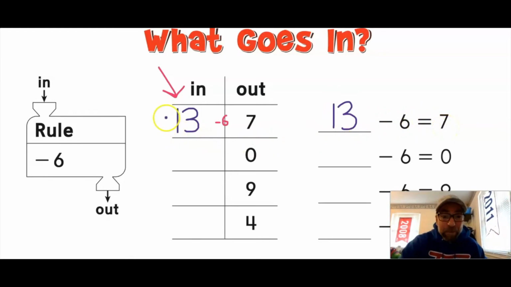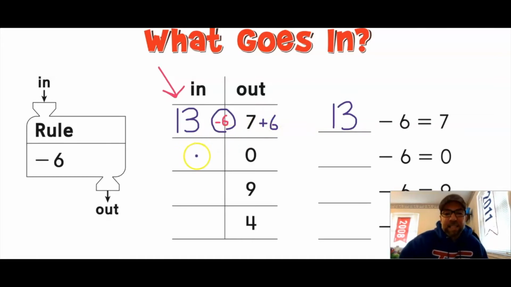My bigger number is in the inbox. The out number is smaller, and that's because I'm subtracting. Some students, when they know they have to find the in number, they'll write the opposite rule right after the out number. They'll think 7 plus 6. Let's look at the next one.